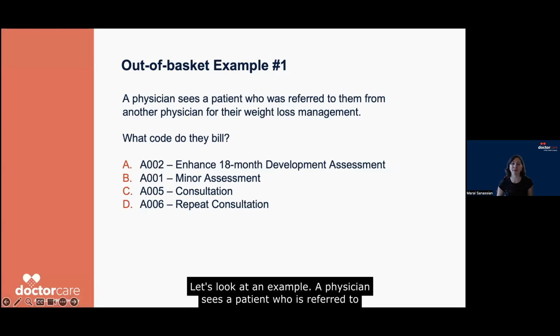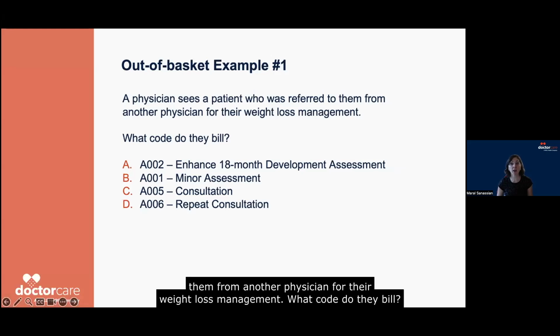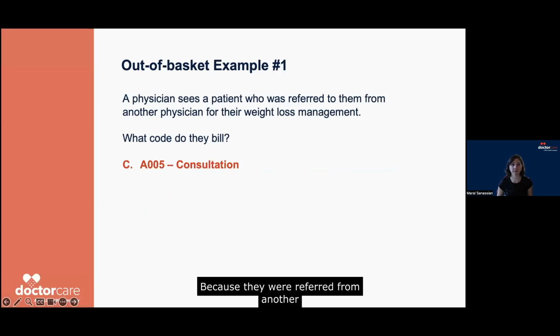Let's look at an example. A physician sees a patient who is referred to them from another physician for their weight loss management. What code do they bill? Because they were referred from another physician, you would need to bill the consultation code. Since it is the first meeting, you would bill the A005 consultation code.